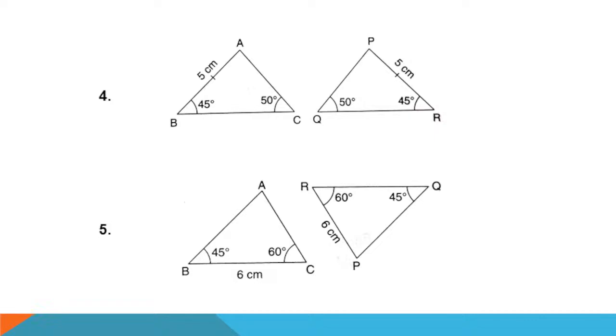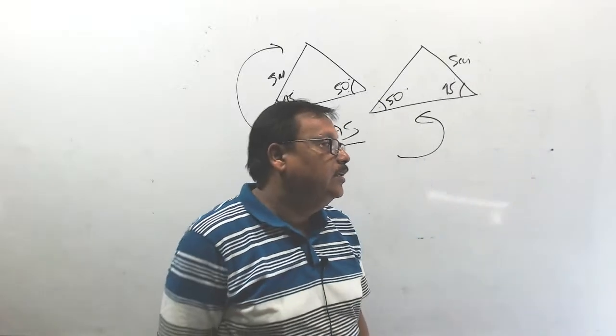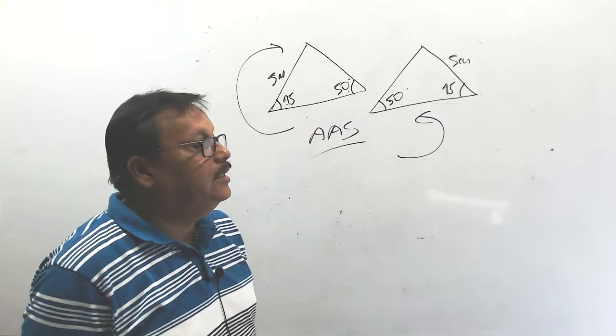Okay, the last one. Last one, tell me. Number 5. Is it congruent? Forty-five, 60. Is it congruent? Number 5. No, it is not congruent.